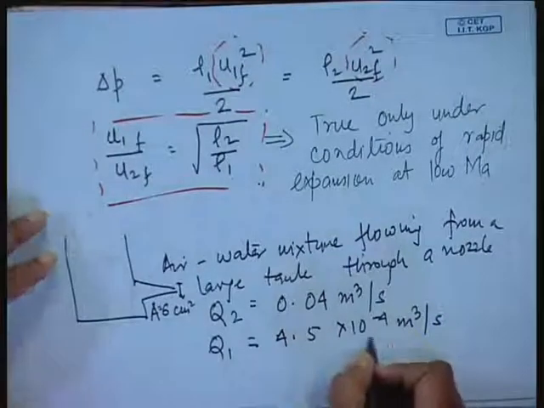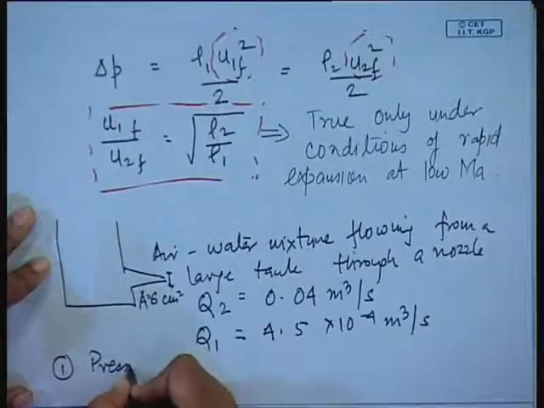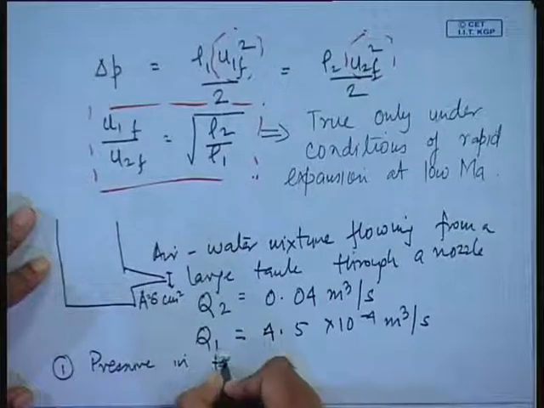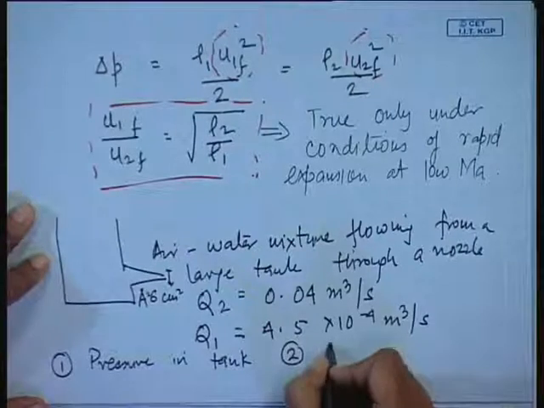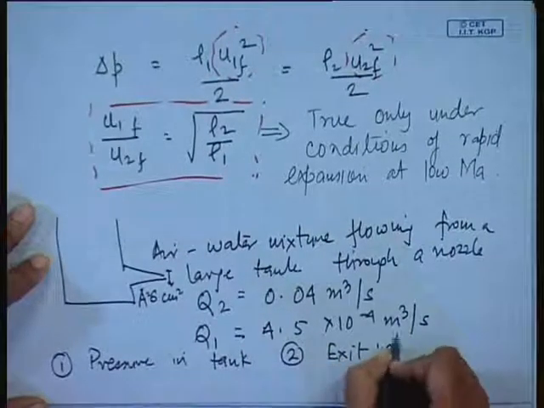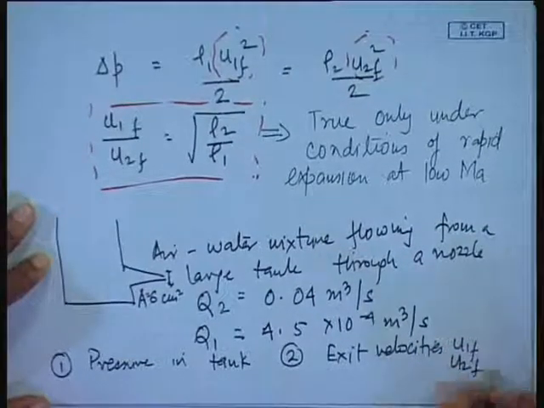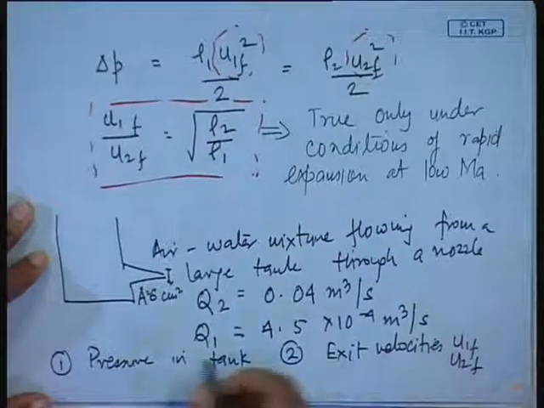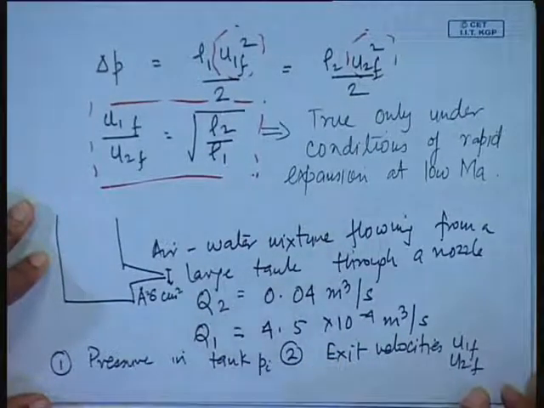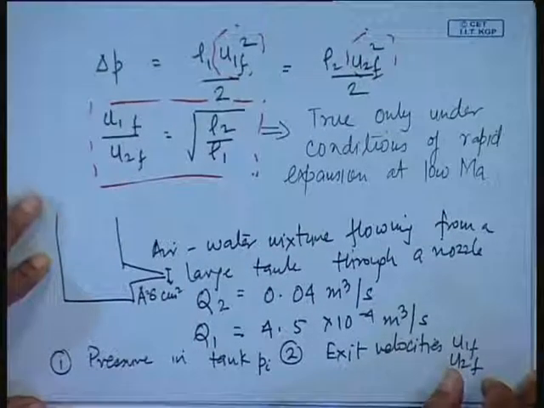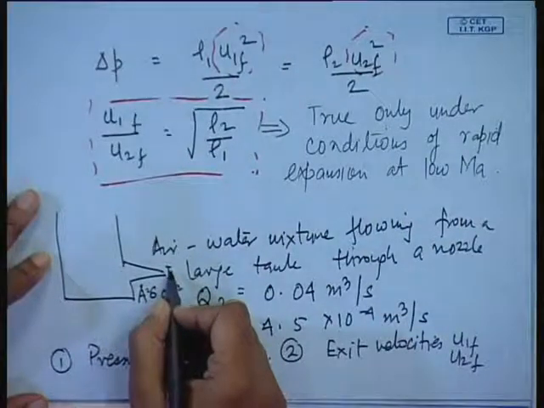Now, what are you required to find out? One, the pressure in the tank, that means P initial, and two, the exit velocities, that means U1F and U2F. One more thing is given, that is the exit pressure is atmospheric pressure. So this discharges at atmospheric pressure.